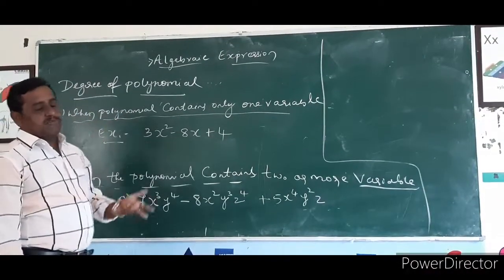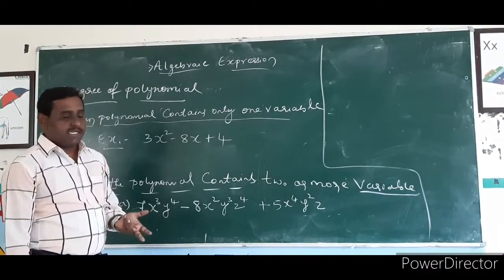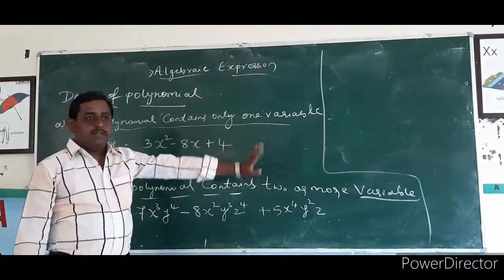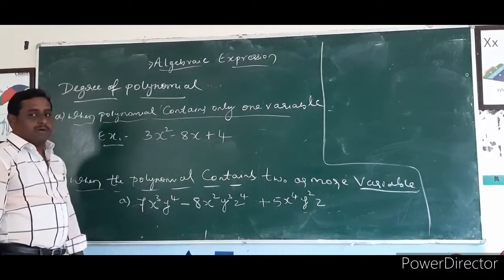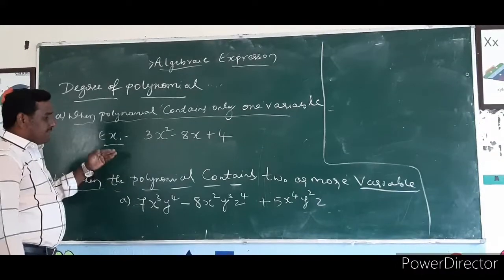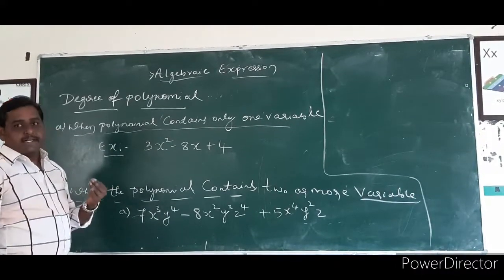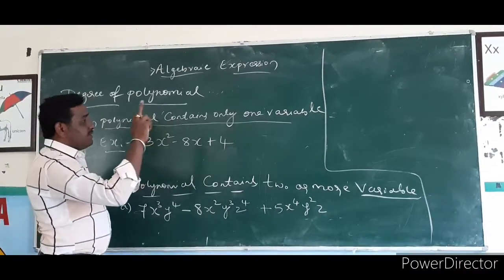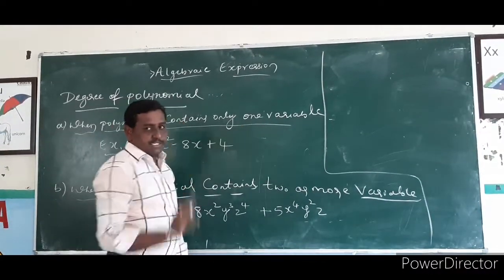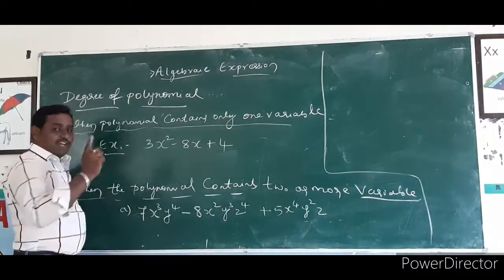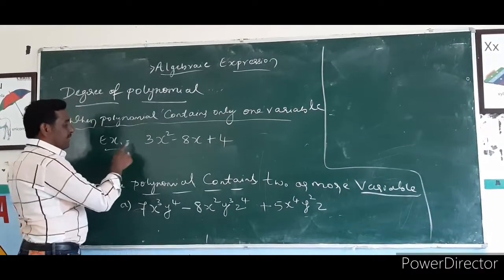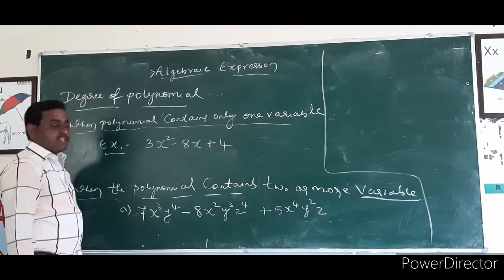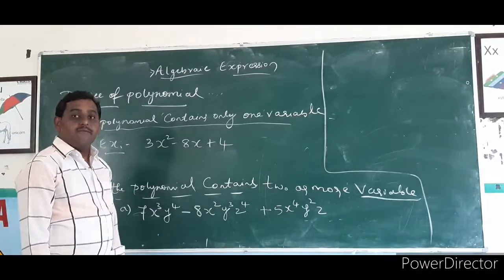Next, after learning the meaning and types of algebraic expression, the next part is the degree of the polynomial. So we have to find the degree of the polynomial. Here we have two different methods of finding the degree of the polynomial. The first method is when the polynomial contains only one variable throughout the expression. For example, you can take 3x square minus 8x plus 4.